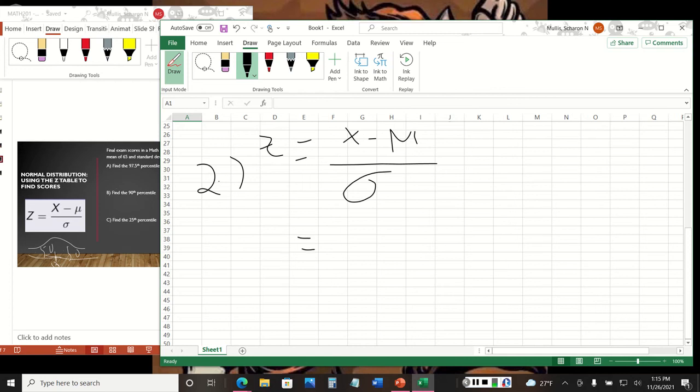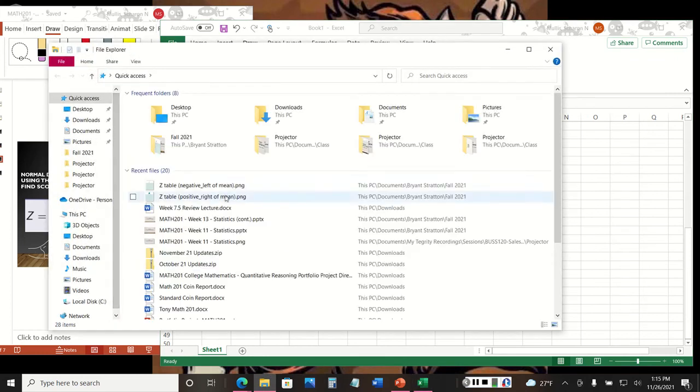I'm going to move down here. We have Z. I'm not going to put anything in the Z, because we're going to find out what the Z is. We know that the standard deviation is 5. And we know that the mean is 65. We don't know what the X is. That's the unknown. To get the Z, we need to go into a table.